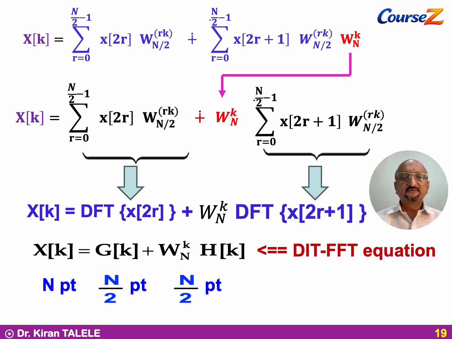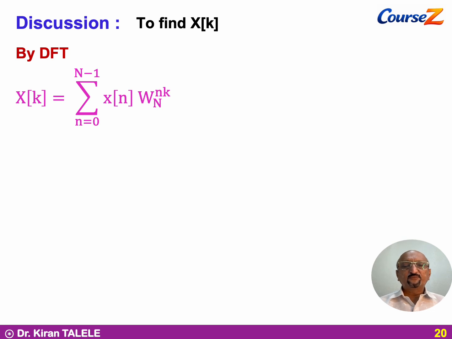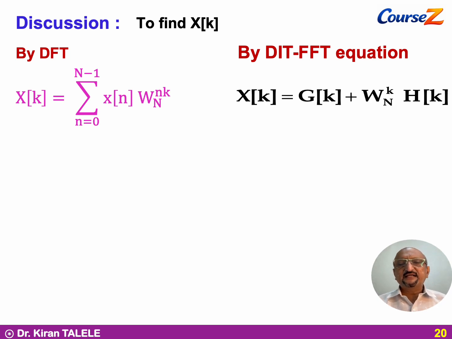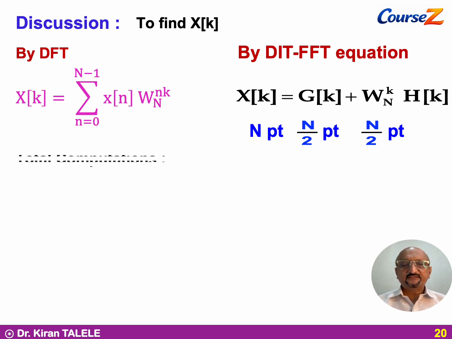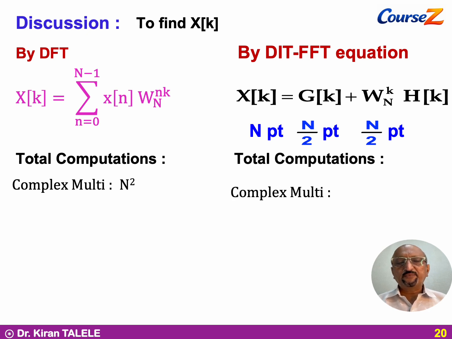So G of k is N by 2 point DFT. So we have two options to find X of k: one is by DFT equation and second by DIT FFT equation. In the DIT FFT equation, G of k is N by 2 point DFT and H of k is N by 2 point DFT. So total computations required to find X of k by DFT equation is N square, whereas total computations to find X of k by DIT FFT equation is a three-step procedure.